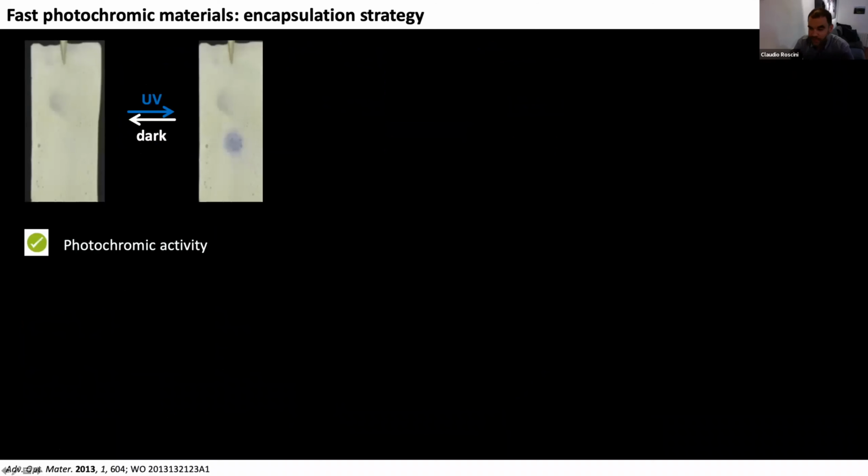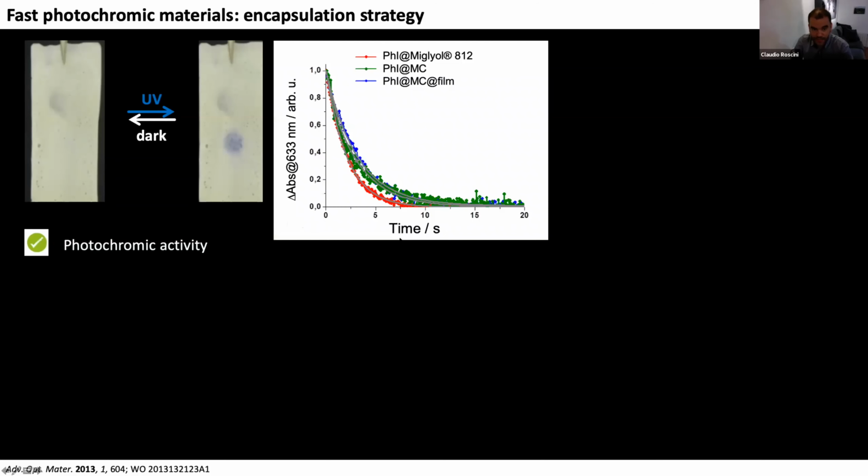So if you irradiate these dyes with UV light, you induce the coloration of the material, so we preserve the photochromic activity. And when you stop the radiation, the material goes back to the initial state. And what is interesting and most important is that the kinetics with which this material goes back to the initial state is overlapping with what you have with the same dye in solution. So basically, we have a solid material that behaves like a liquid solution.